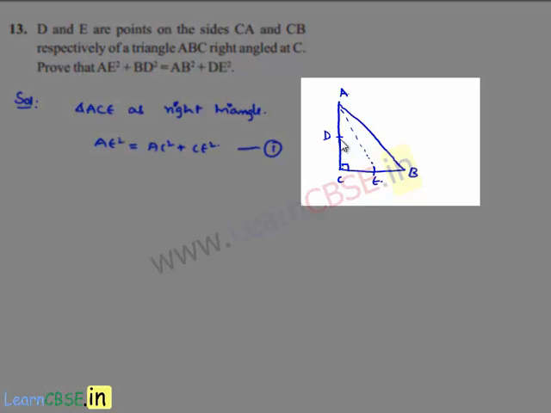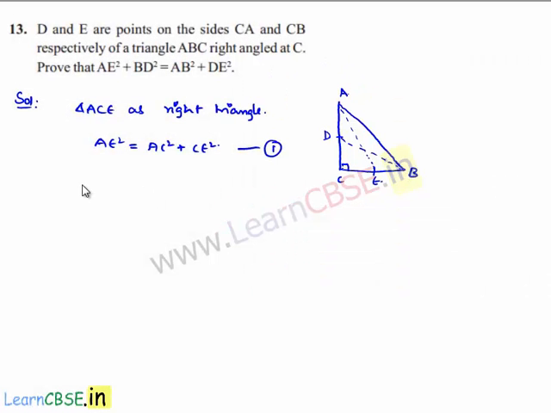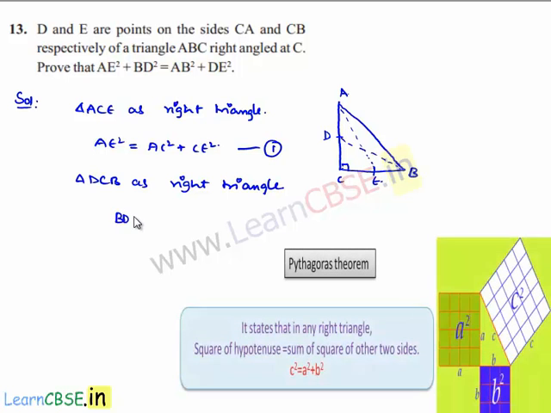Now again let us join BD. Then we get triangle DCB as right angle triangle, and here hypotenuse square, that is BD square, is equal to BC square plus CD square. Let it be as equation number 2.